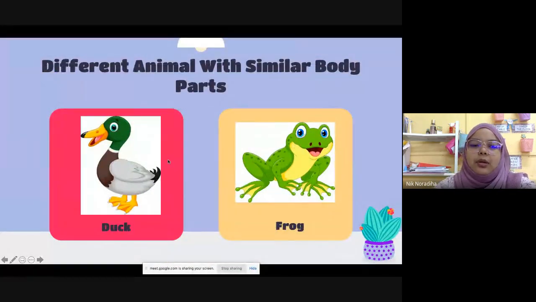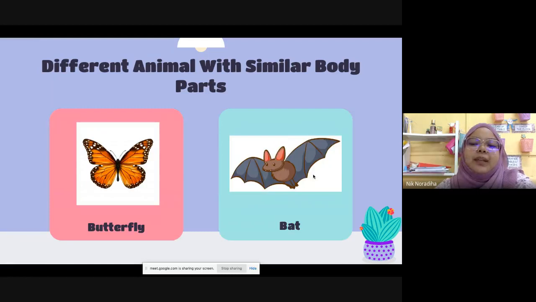Okay, so duck and frog, they have the same body part, but they are different animals. Okay, what is the similar body part? The same body part that they have web foot. This web foot can help them to swim. Okay, just now Fatima shared with us, for frog can jump. Frog have a strong leg here so that it can jump from one place to another. Okay, next one.